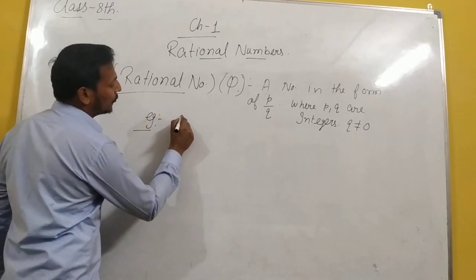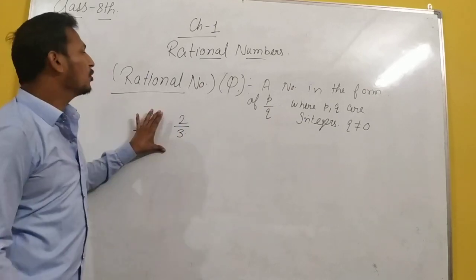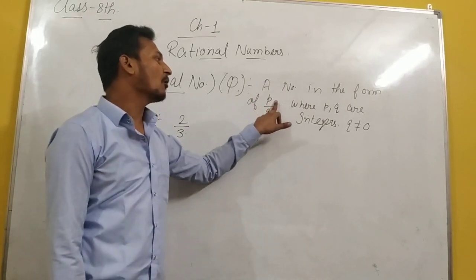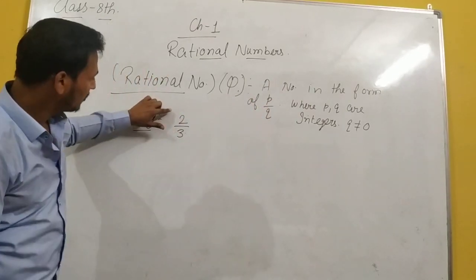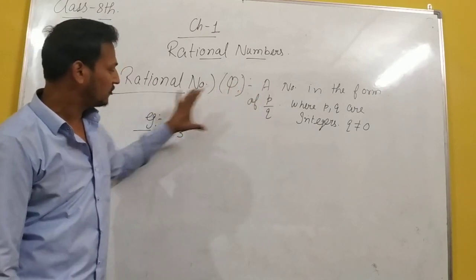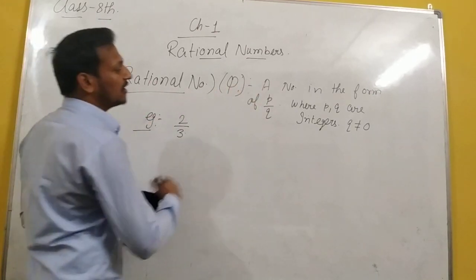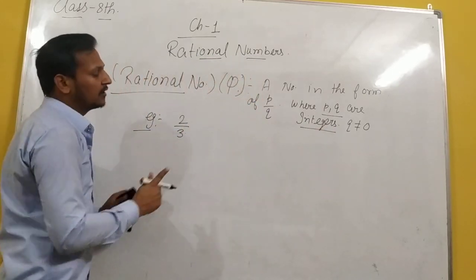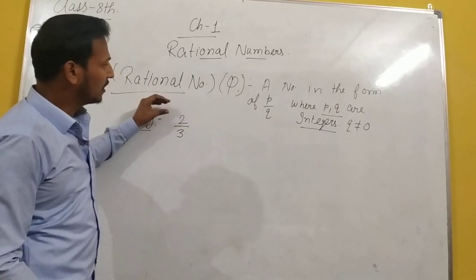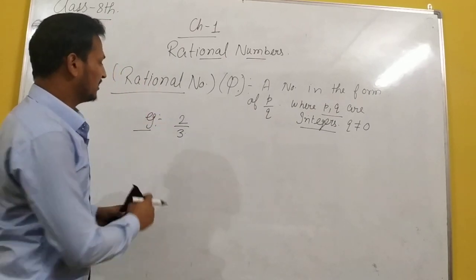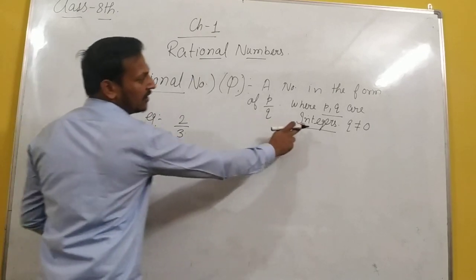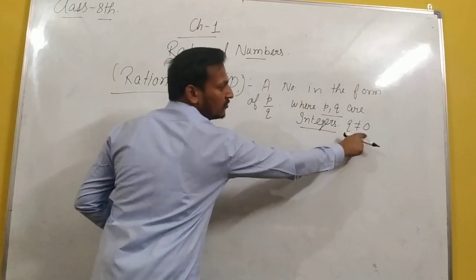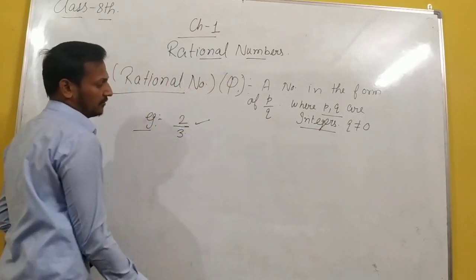First example, like 2 by 3. How am I going to check whether it is a rational number or not? First thing, it should be in the form of P over Q. Look, 2 by 3 is appearing like P by Q. Yes. Second thing, P and Q should be integers. Any positive counting or negative counting is an integer. So 2 is an integer, 3 is an integer. Second condition is fulfilled. Now third thing, this 3 is not 0, so Q is not 0. So it's a rational number.